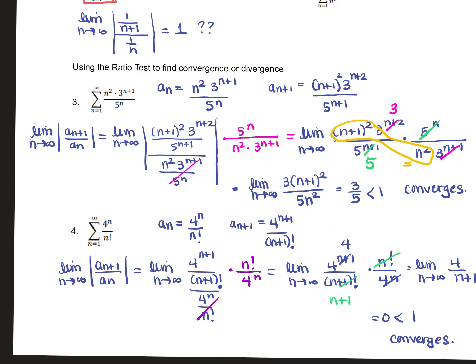And again, number 4, probably the same type of thing going on here. We know that this grows, and this grows also, and this grows faster, so we expect this to go to 0. But again, it's not a proof.